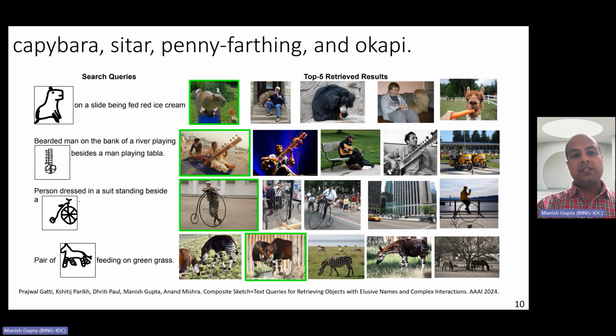Here are some more results. So essentially, if you're searching for this guy called capybara on a slide being fed red ice cream, and these are the top 5 retrieved results using our method, you basically get the top 1 result right. And that's also the ground truth result. By the way, those highlighted in green are the ground truth results. Now, for example, for this one, this animal is okapi feeding on green grass. You observe that, yes, our method comes up with reasonably right output, although this is the ground truth one, which our method detects as the second best result.